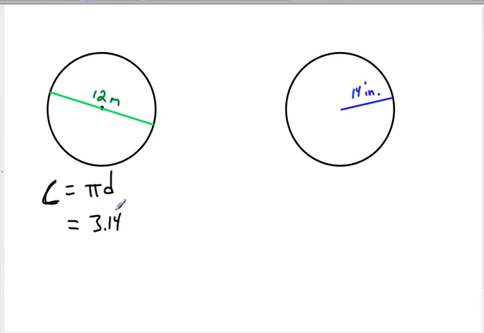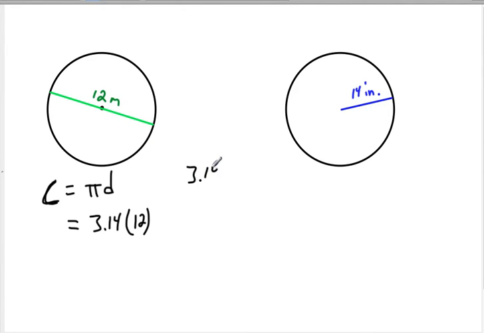Some calculators have a button that has a pi on it, which is also an approximation, but it's going to be a lot closer than 3.14. And then we can also use 22/7. In this case, I'm just going to use 3.14, and then I'm going to multiply by the 12 meters, and then I have to do some multiplication.